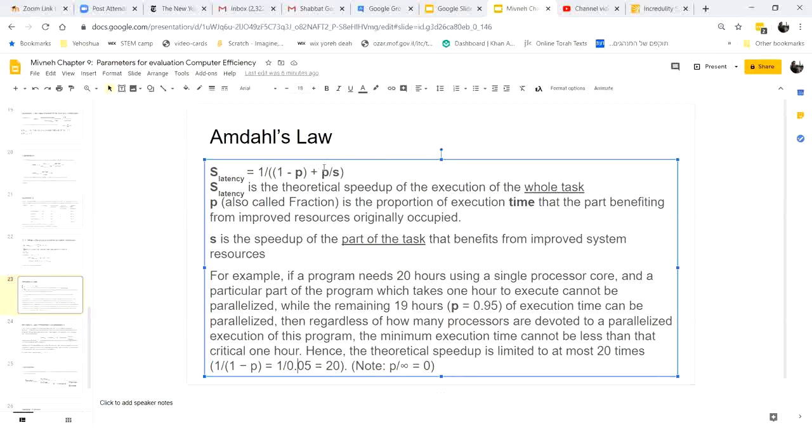In other words, if the speed up that I was able to do was nothing, just 1, that's not speeding up at all, then this would turn into 1. Then the whole thing would be 95 and 5. It would be 100. So it'd be 100. It would be 1 over 1.